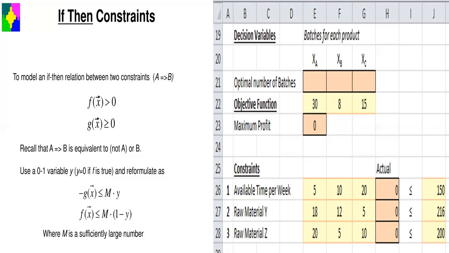Here in the second part of the slide, I have shown a problem where the decision variables are x3, xa, xb, and xe, the optimal number of batches, and the objective function is 30 plus 8 plus 15. Maximum profit is 0. And the constraints for available time per week are 5, 10, 20. Actual is equal to 0, less than or equal to 150, less than or equal to 216, and less than or equal to 200 for the raw materials y and z. So it is an example of an if-then constraint.